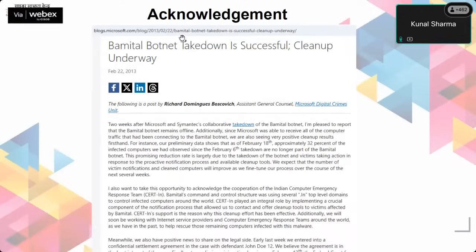As a matter of fact, this is the acknowledgement that was given by Microsoft, that CERT-In has participated in this kind of sinkholing, and it has brought down various botnets in the world. So this is one of the accolades we got from Microsoft.